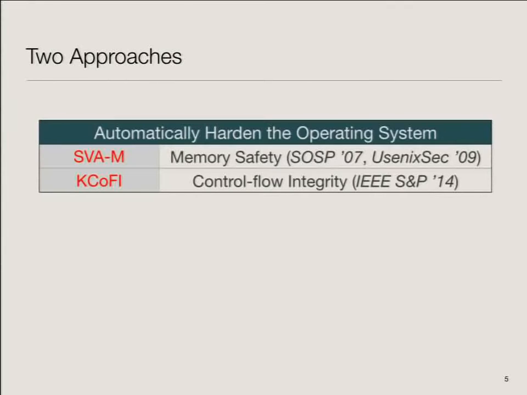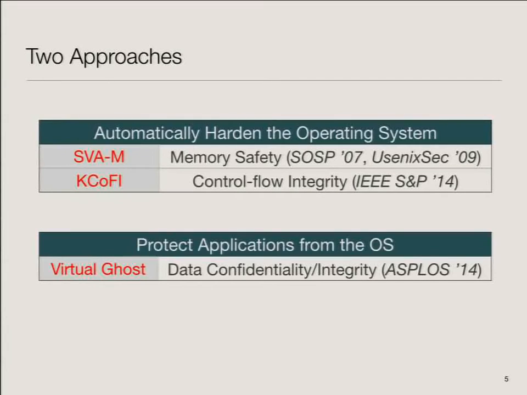So the SVA-M and KCoFI systems, for example, address buffer overflow attacks and attacks of that nature, but they don't address things like kernel-level malware that's loaded into the operating system kernel. They don't handle information leaks. They don't handle missing access control checks. So another approach that I explored in my dissertation is to just assume that the operating system kernel becomes compromised.